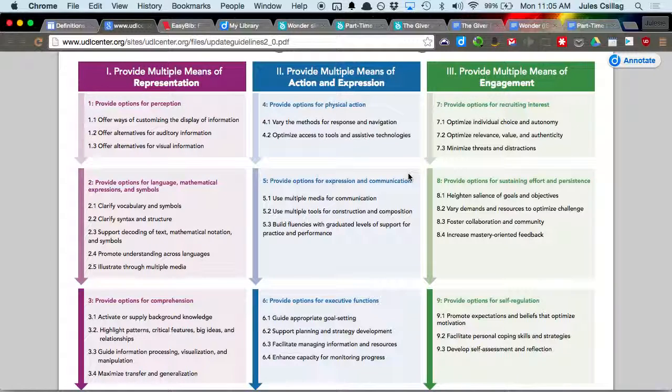And then multiple means of engagement. A lot of the visual and techie stuff inherently has a lot of that engagement, but in recognizing these students' strengths, that also creates extra engagement.